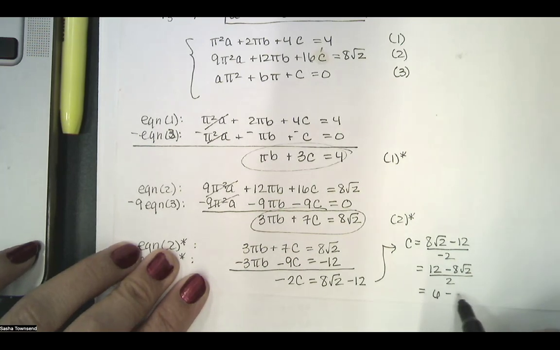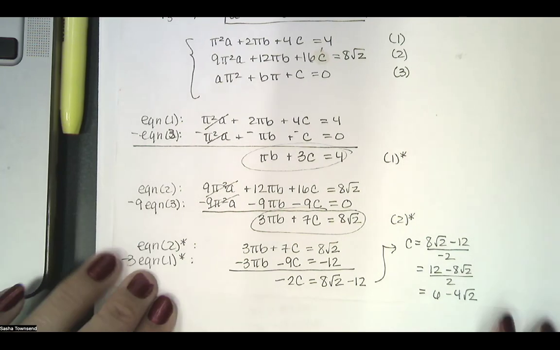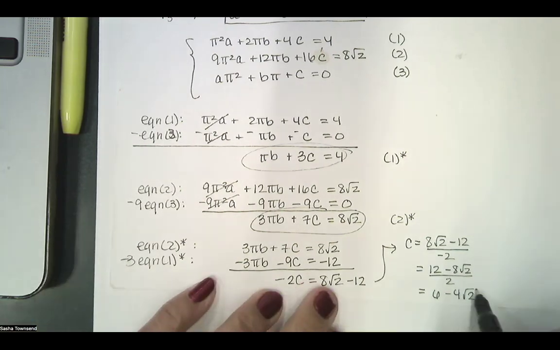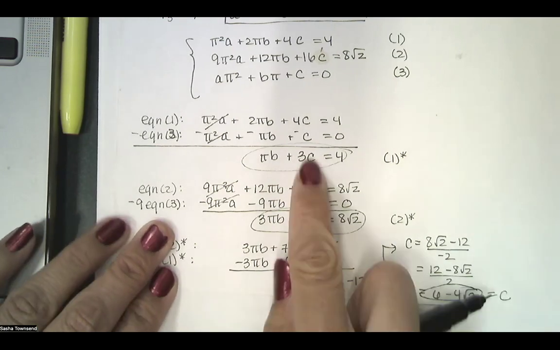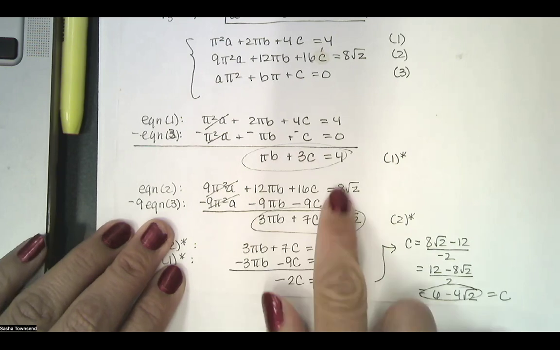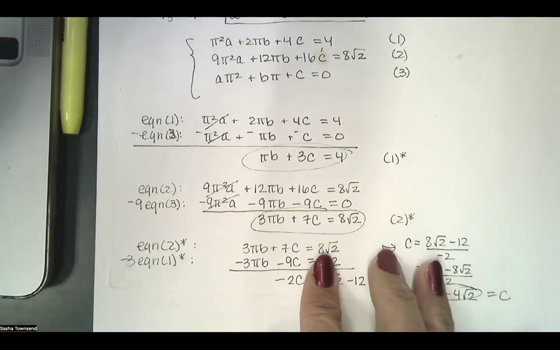12 divided by 2 is 6. 8 divided by 2 is 4. So I get 6 minus 4 root 2. So that's my c value. Now that I know c, I can use one of these equations from earlier to find b. And once I know b, I can use one of the equations from the beginning to find a.